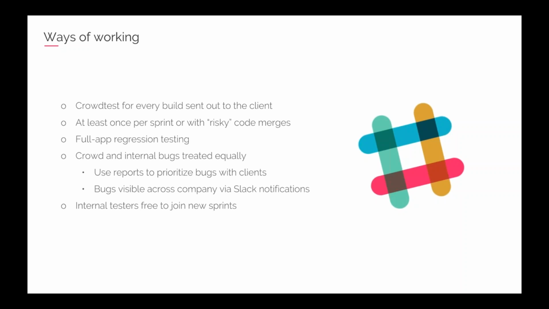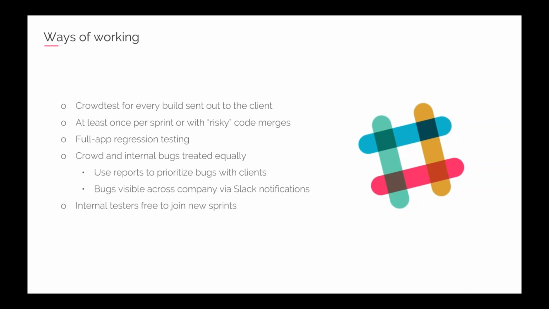Basically, every project that uses Testio, every build that we send the client, we send it to the crowd first. This typically happens once per sprint, or maybe more if there's any risky code or any big features get merged in. We typically don't do any focused testing. We do a full app regression testing, which was what we were trying to tackle to begin with.